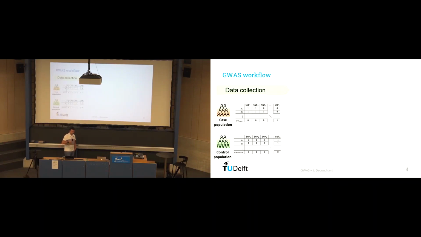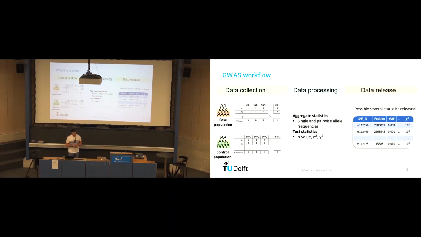If we look at this GWAS workflow, initially you have to collect a lot of genomes, and you sort them into cases and controls, and you have your two matrices. Then you want to compute a bunch of statistics on those. They can be aggregate statistics, so for example, just counting the number of ones you have per column, or the number of ones that you have across two columns. But it can also be test statistics like p-values, r-square, chi-square. And eventually you want to release your results. Possibly you're going to release multiple results, and this is the data that researchers and doctors are going to look into.